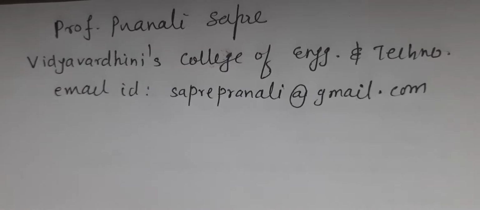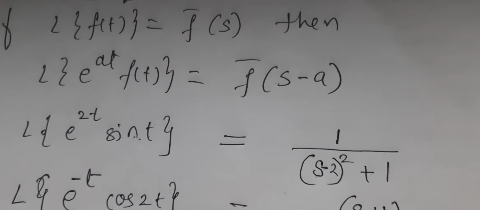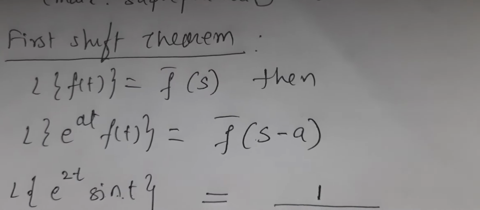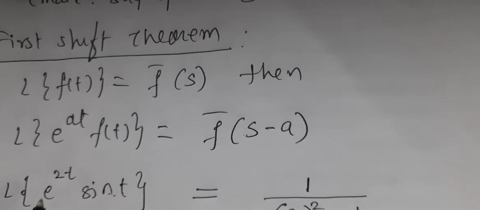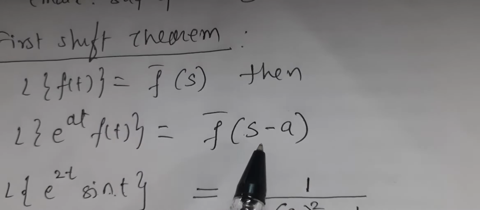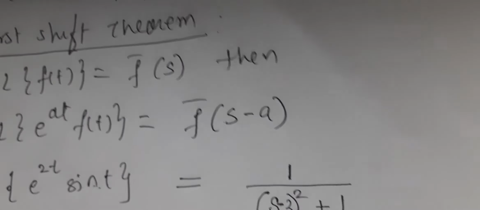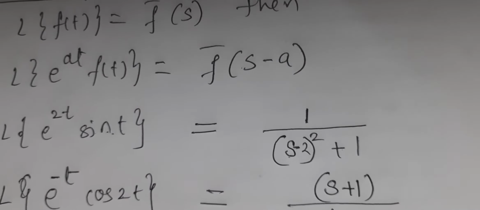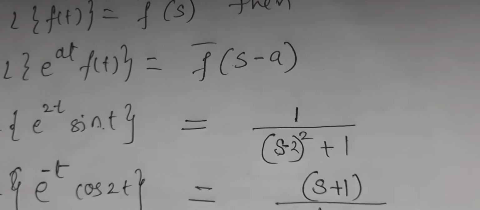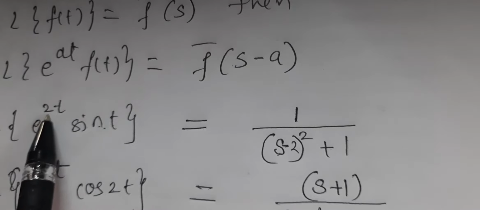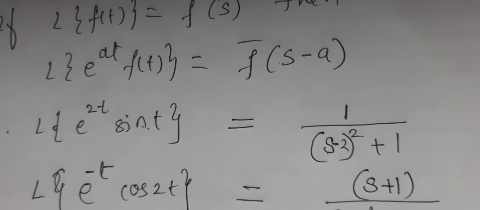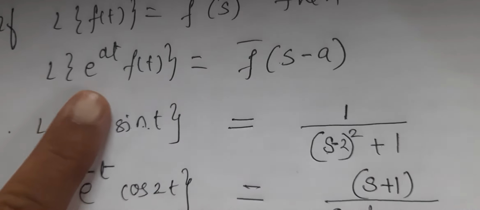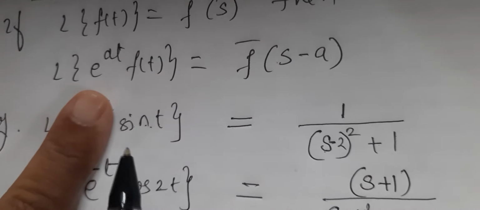Then we had the first shift theorem, which is given by: if Laplace of f(t) is f bar s, then Laplace of e raised to at f(t) is f bar of s minus a. Just in 1 minute I will again revise it. When to use first shift? If you have e raised to at any power multiplied by some function and you have to find the Laplace, then a simple way: just hide this e, find Laplace of the remaining.